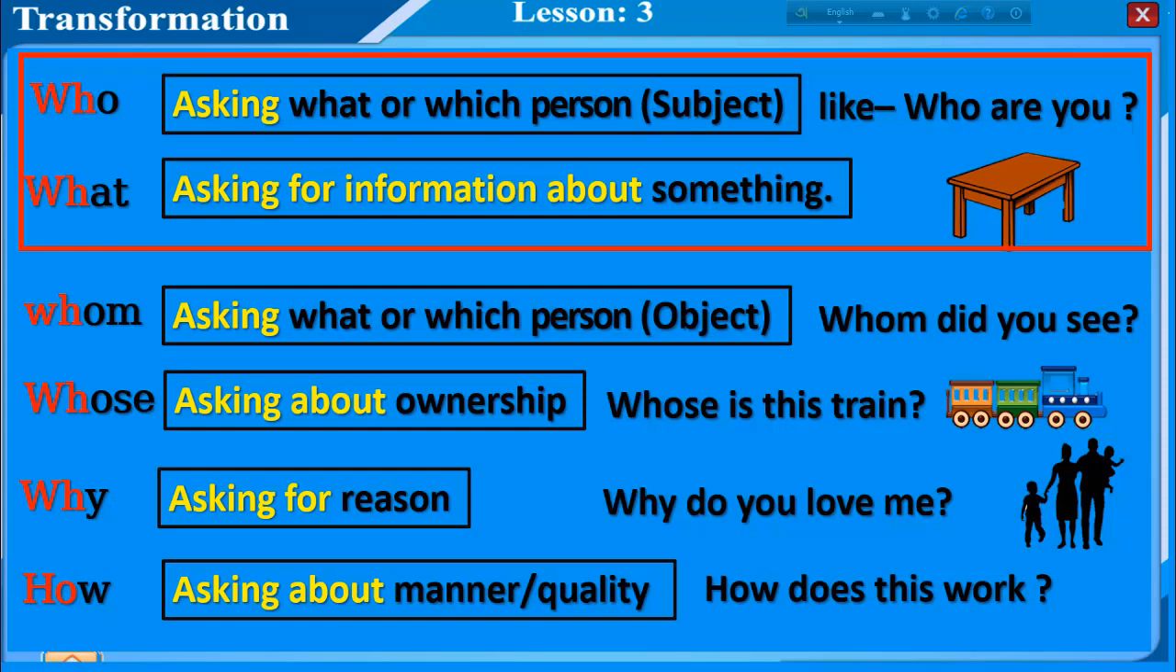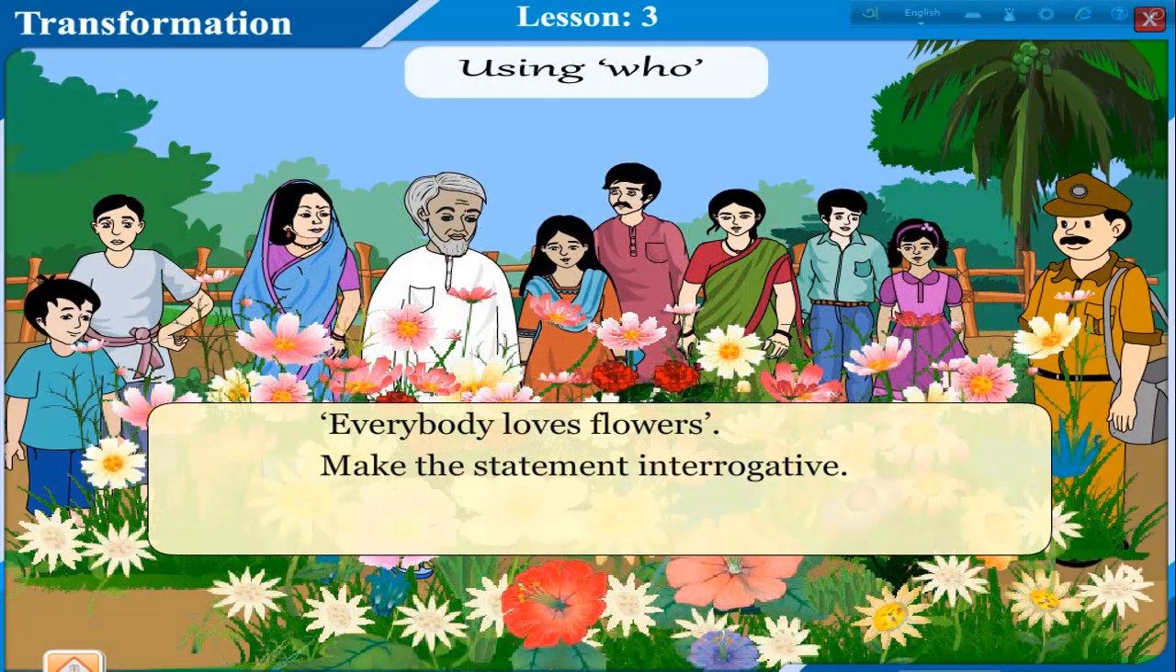It is with interesting animation. Okay, let's go. Using who. Everybody loves flowers. Make the statement interrogative. Dear students, look, everybody is a person and it is a subject. So, everybody refers to the word who. That means we will use who instead of everybody like that.